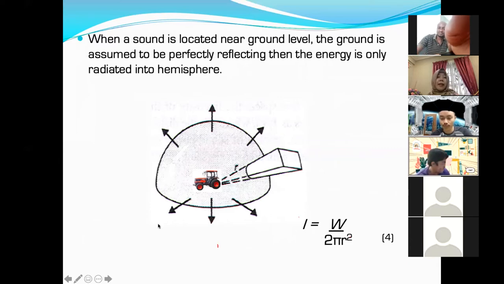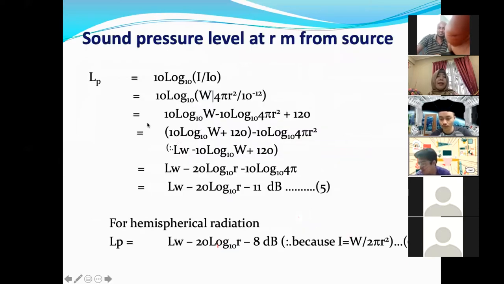So again, you can calculate what the LP is. Using the same equation, we can get the new equation. Therefore, for most noise sources, this is the equation: LP is equal to LW minus 20 log 10 R minus 8 dB. This one, equation 6, for most noise sources.